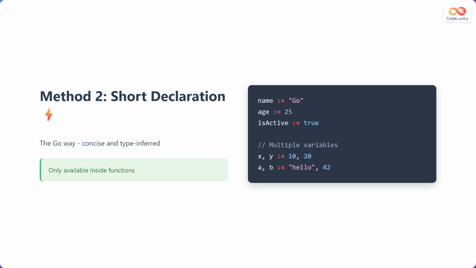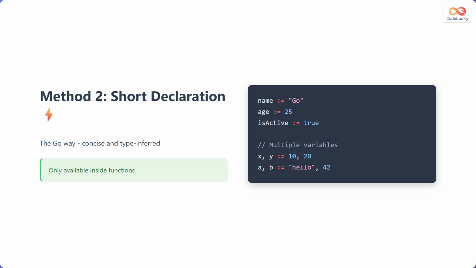The Go way to declare variables is using short declarations, which is concise and allows type inference. Instead of writing var name string = "Go", you can simply write name := "Go". Go automatically infers that name is a string because you are assigning it the value Go. Similarly, age := 25 declares an integer variable age with the value 25, and isActive := true declares a Boolean variable isActive with the value true.